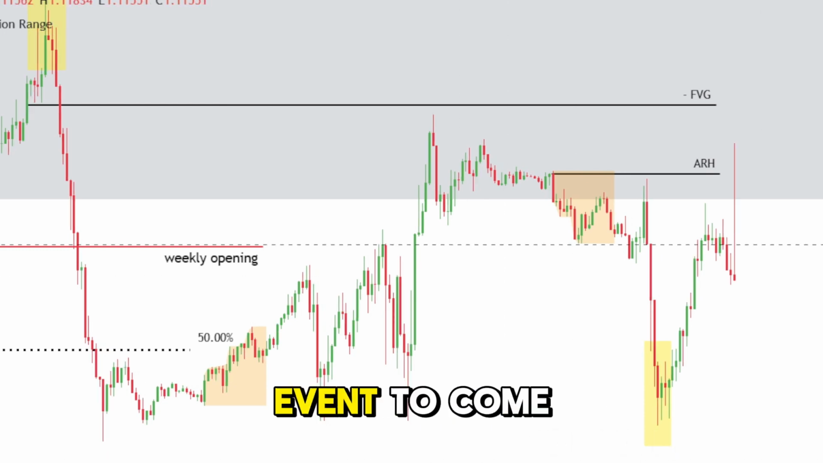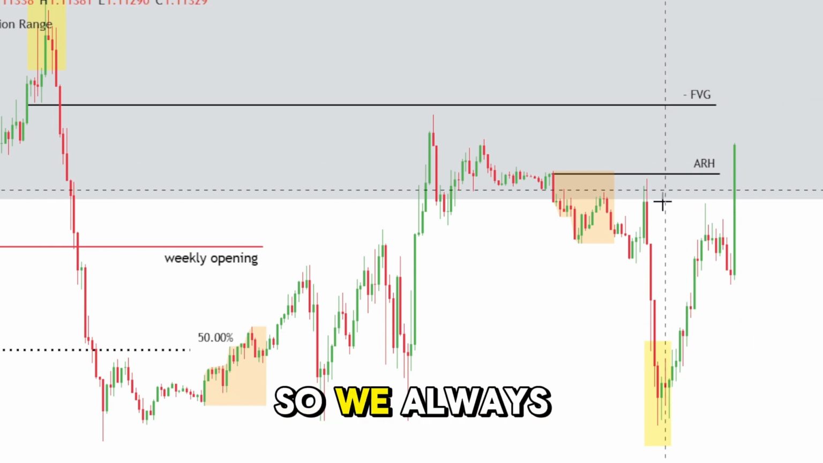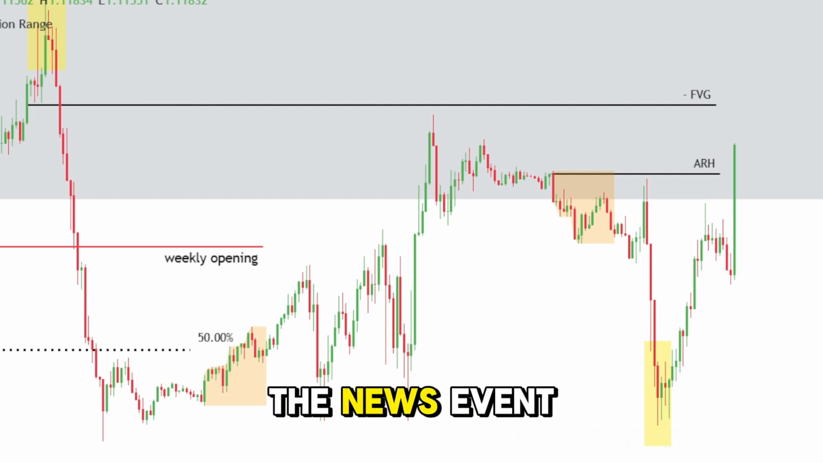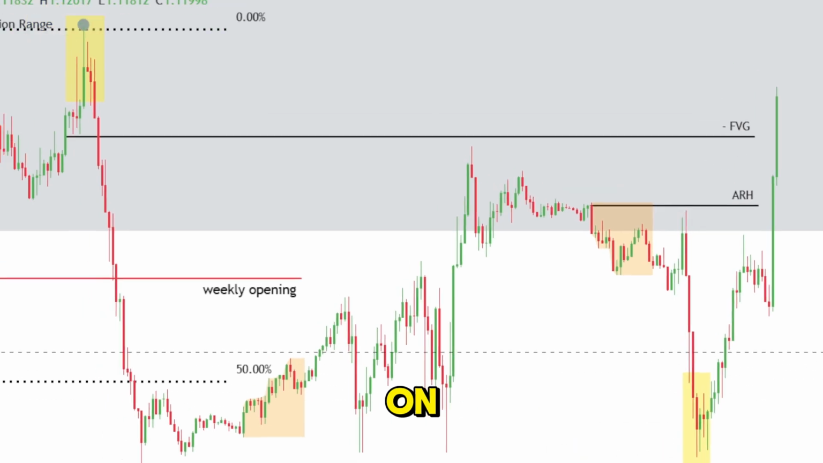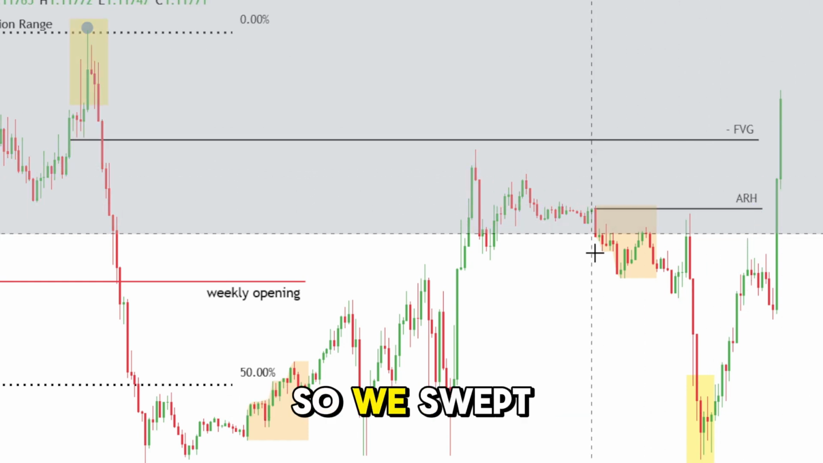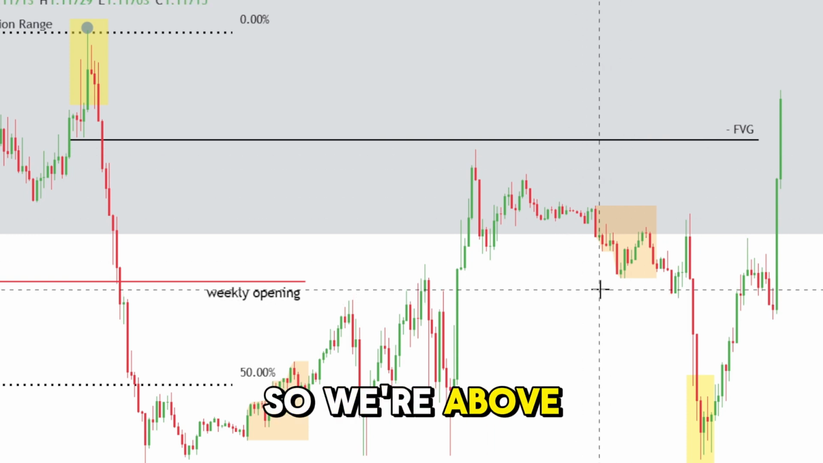We wait for the news event to come out. This was the 8:30 a.m. Eastern time news event. We always trade after the news event. This is very important to understand. If I continue to play price on, we have two massive bullish pushes coming into the fair value gap. So we've swept the Asian range high. Notice how we're above the box over here.